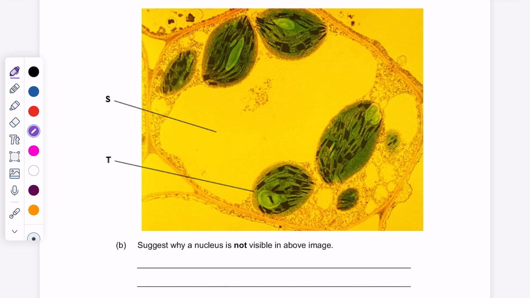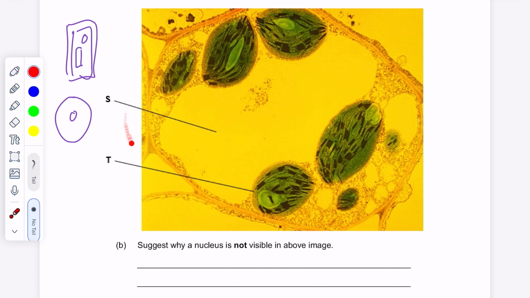The image below is a transmission electron micrograph of a plant cell. Suggest why a nucleus is not visible in the above image. One thing I do want to point out is you do need to familiarise yourself with these various micrographs. Try and look at as many as possible, because your nice neat image of a plant cell like this that you're so familiar with, or your animal cell being like this, unfortunately it's not really the reality at all, as you can see from this plant cell. However, you can distinguish the plant cell wall, the cell membrane. These are your green chloroplasts, your vacuole.